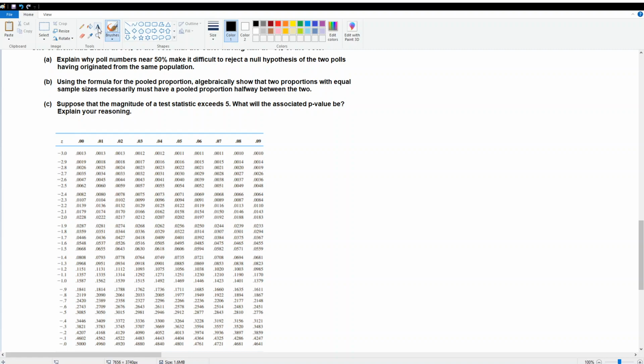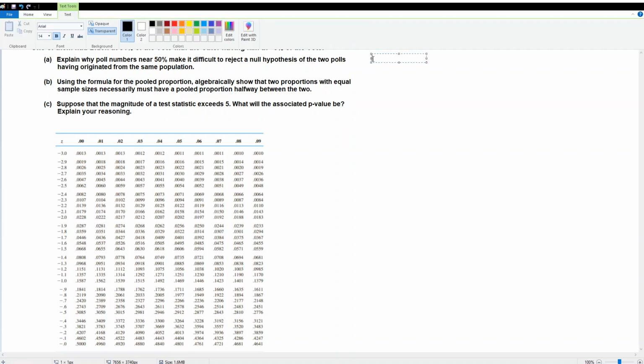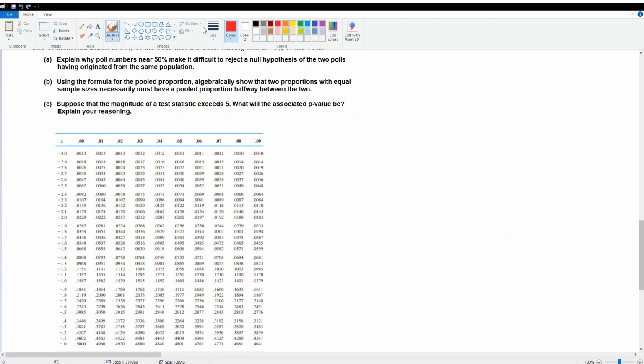All right, we'll start with our first one, and I'm going to change our text to red to indicate our answers. So for our first one, we ask ourselves, why do poll numbers near 50% make it difficult to reject a null hypothesis of the two polls having originated from the same population? And here's why. Here, I'm going to mark this as A.